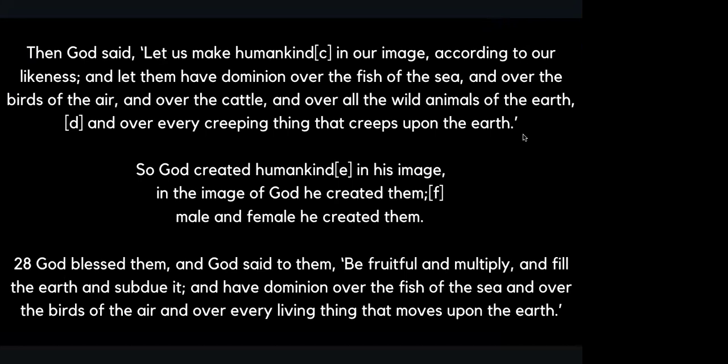I will. Then God said, "Let us make humankind in our image, according to our likeness, and let them have dominion over the fish of the sea and over the birds of the air and over the cattle and over the wild animals of the earth and over every creeping thing that creeps upon the earth." So God created humankind in his image. In the image of God he created them. Male and female he created them. God blessed them, and God said to them, "Be fruitful and multiply and fill the earth and subdue it. Have dominion over the fish of the sea and over the birds of the air and over every living thing that moves upon the earth."